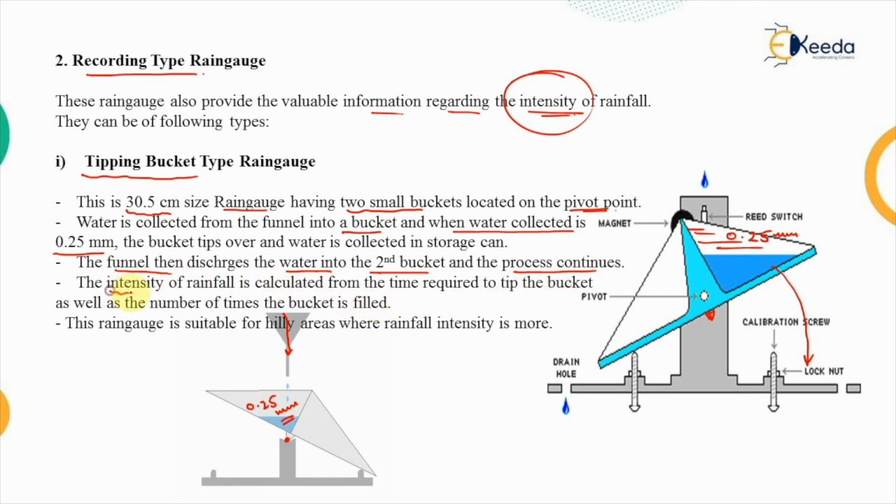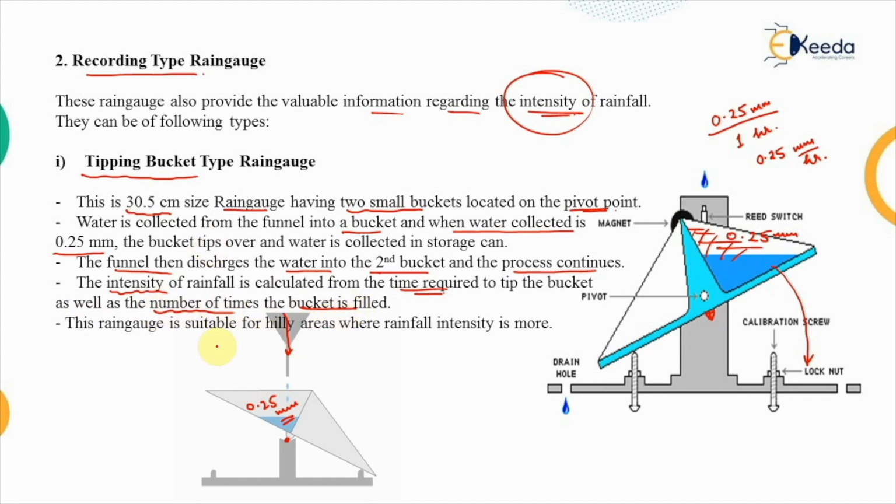Now how can we measure the intensity from here? So this intensity is calculated from the time required, because we will be getting the time which is required to tip over one particular bucket. So to tip over the 0.25 millimeter of the water, how much time is required, that will be calculated. Let's say that is 1 hour. So obviously we will be getting that the intensity of the rainfall is 0.25 millimeters per hour, and in addition to that we also get the number of times a particular bucket is filled.